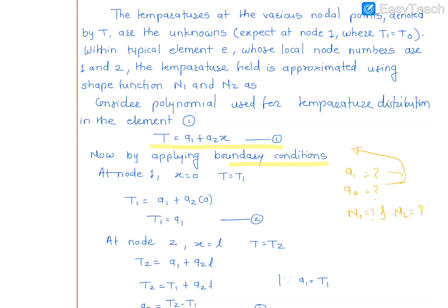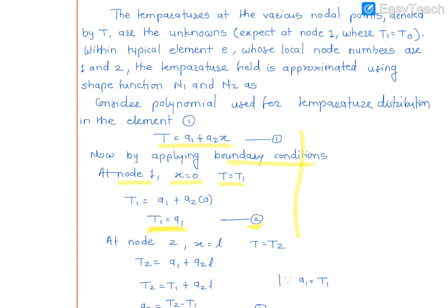First we need to find the unknown values of a1 and a2, and then you have to back substitute them in the polynomial equation. You will get N1 and N2. So this is the polynomial. We will have boundary conditions at node 1, x is equal to 0, T is equal to T1. So we will have T1 is equal to a1. This is equation 1, this is equation 2.